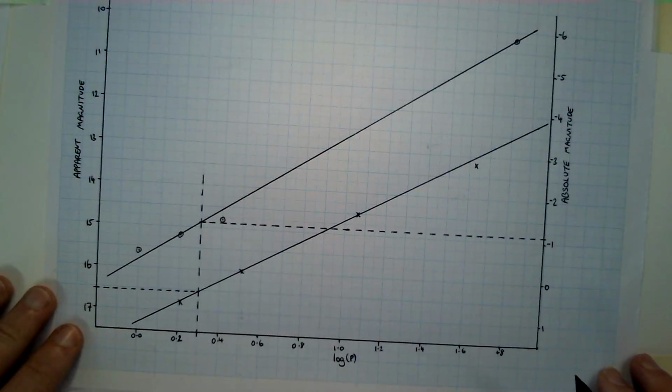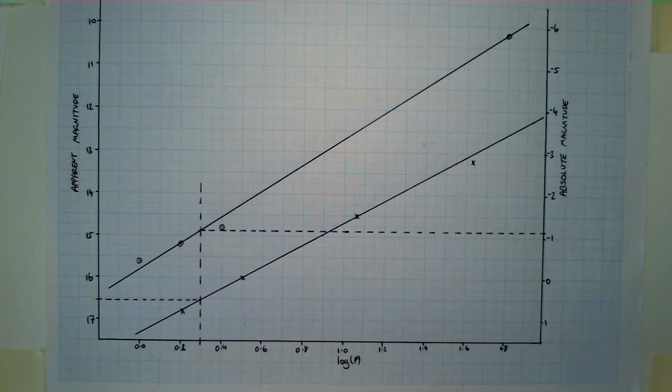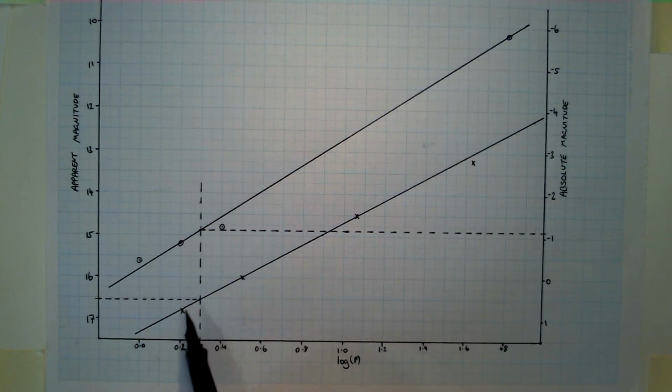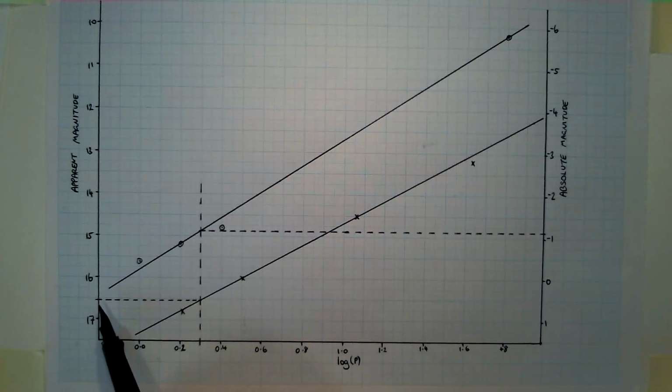So here I have chosen a value of 0.3 for the logarithm of the period. I've gone up and I've seen where that vertical line intersects my line of best fit for the period luminosity relationship for Cepheids in the Small Magellanic Cloud. And because that is recorded in apparent magnitudes, I read off the value here on this scale.